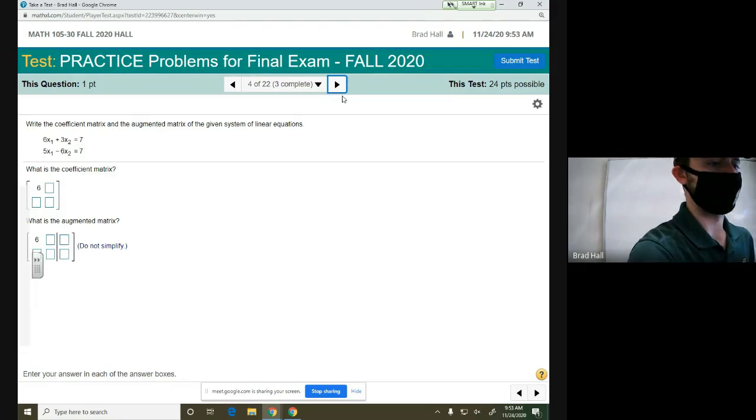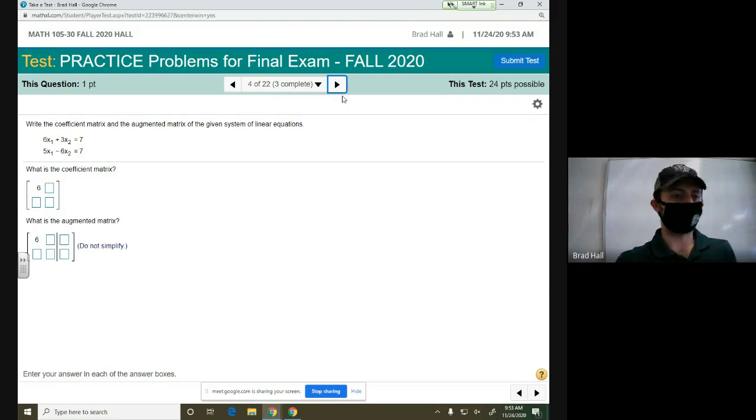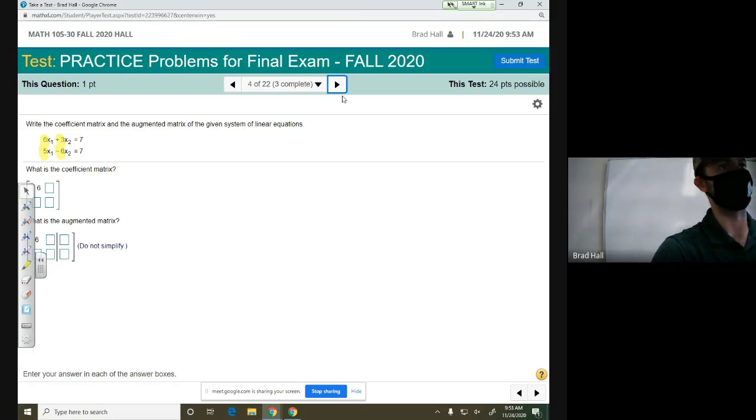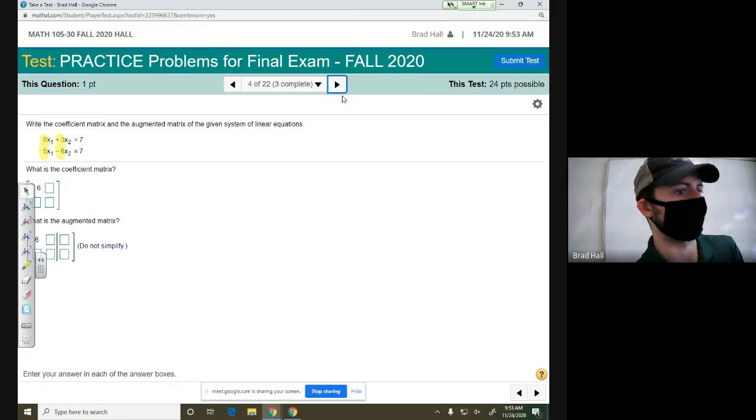This one should also be another quick one. Write the coefficient matrix and the augmented matrix. What does a coefficient mean? A coefficient is just a number in front of a variable. Numbers in front of variables, we have 4 of them. Notice that those 7s are not in front of variables, so they're not coefficients.